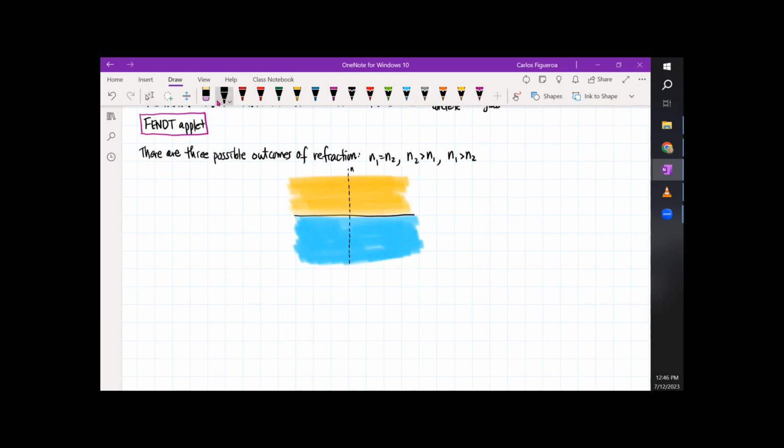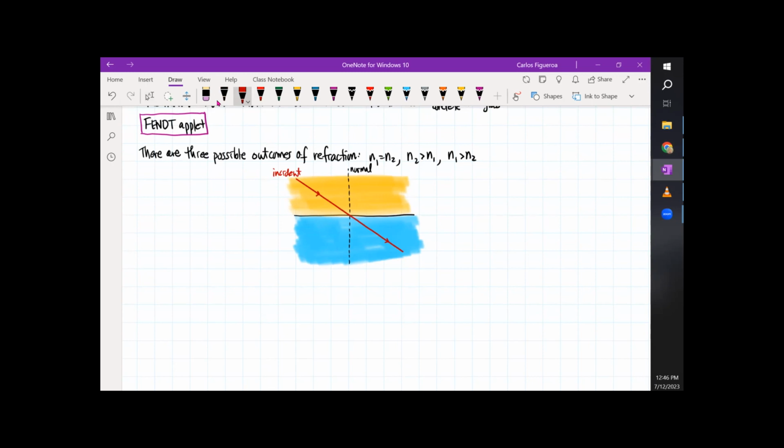Okay, so this is my normal. Everything has to be measured relative to the normal. So here's my incident ray. If this is my incident ray, I'm going to pick my first one. My first one's going to be this red one that goes all the way through. So this is the incident ray that I'm going to start off with.